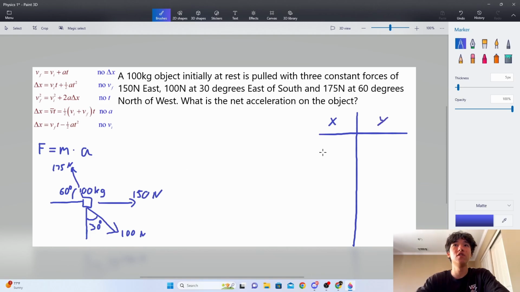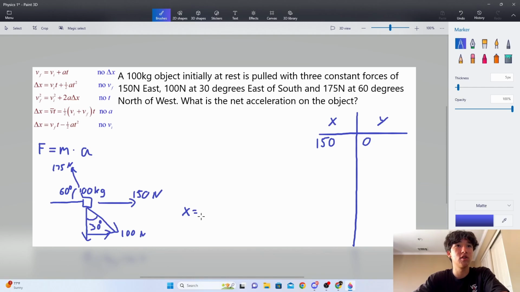So this 150 newtons is super easy. It's going to the east, so it's a positive 150 newtons, and there's no y movement, right? So simple, done. These two are a little bit more challenging. We have one going to the right and one going down, right? So to the right, this is our x, right?